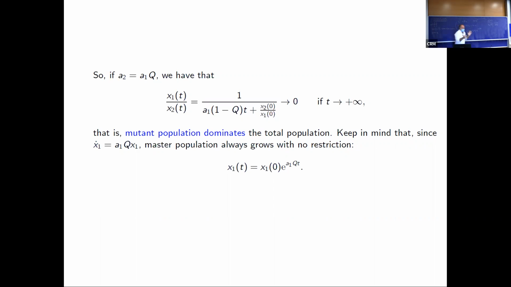But observe, if you compare with X2, X2 is much, much larger. If you just put constraints, you say your resources are finite, obviously the one that is going to dominate is X2, the mutants. So the master sequence is going to disappear and everything will be dominated by the mutant. This is the first case. Let me go to the other cases, okay?